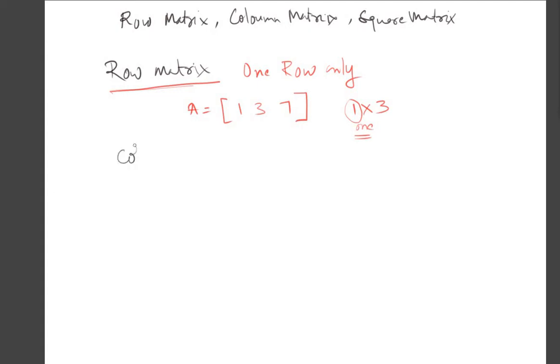Now let's talk about the column matrix. As we defined the row matrix, on a very similar note, we can define the column matrix. So any matrix which has just one column only is called a column matrix. Now, can you tell me what is the order of matrix B that I've just written here on the whiteboard?